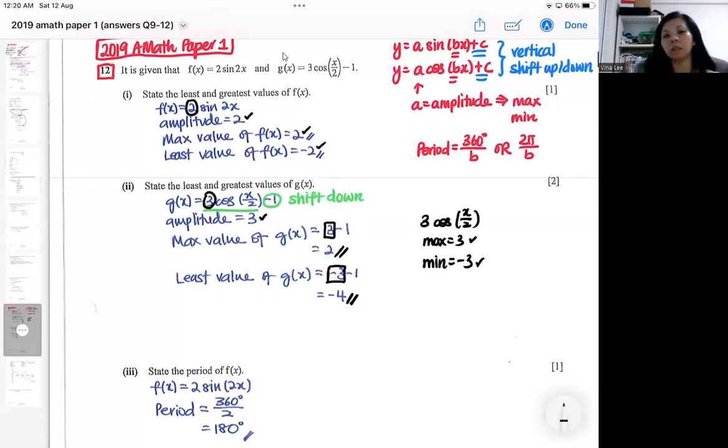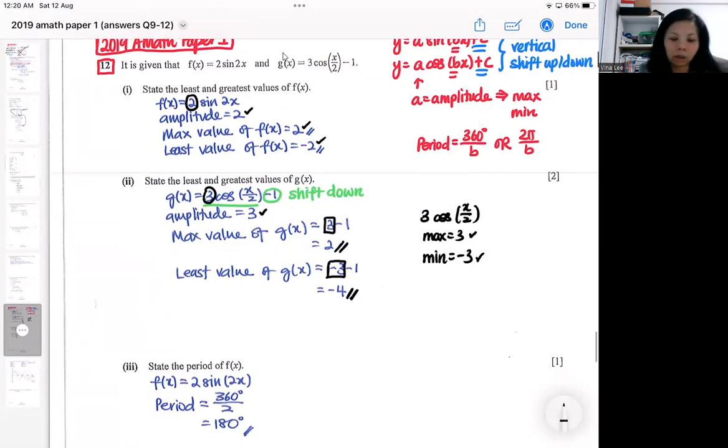Okay, so that's how we determine the maximum and minimum with something that is shifting. So if the shift is going up by 1, then from the highest, you shift up, you add 1. From the lowest, you shift up, then you add 1, if it's a shifting up.